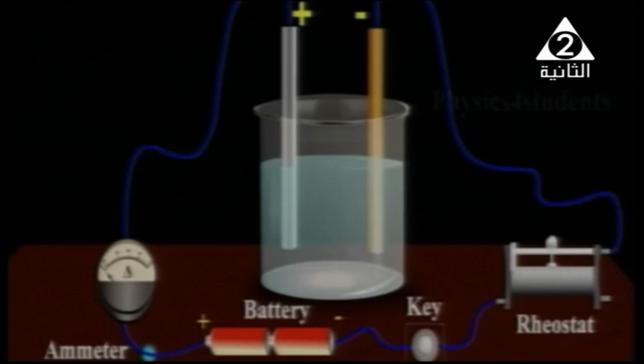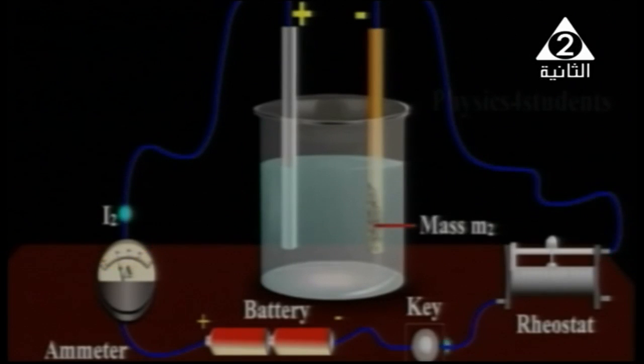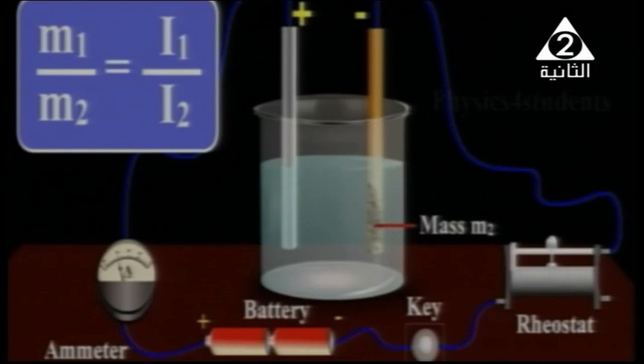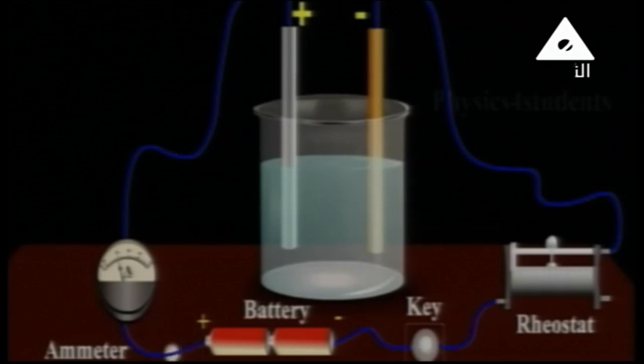As you see, by changing the intensity to I2, which differs from I1, more or less, the amount of material deposited at the cathode differs, as M1 over M2 equals I1 over I2. So M is directly proportional to current intensity.